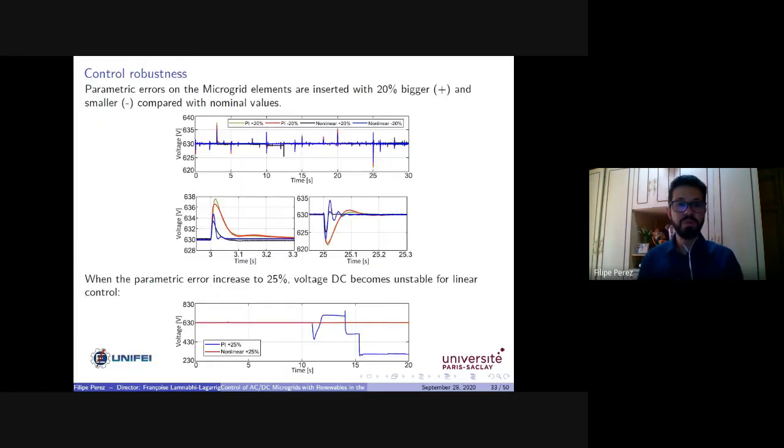Also, the control robustness is tested here, where we insert parametric errors in the grid elements. So we can also compare the behavior of the linear control with the proposed nonlinear control. We also see that the PI has higher overshoots and slower convergence. And when we increase the error to 25%, the voltage on the DC bus also diverges for the linear controller. So again we can see that the PI controller is limited.